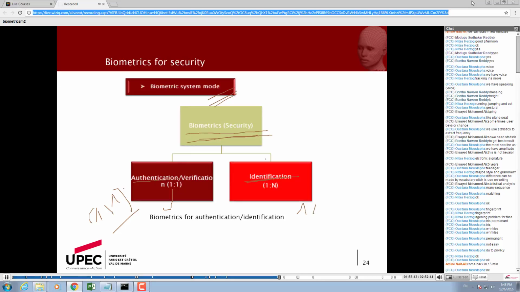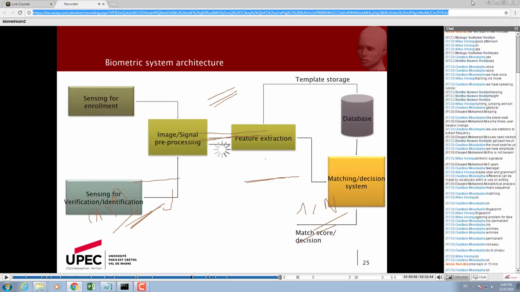And just you can notice something here. For authentication or verification, we use one-to-one. And here for identification, we use 1 to n. So what's the difference between verification and identification? Let's start with authentication or verification. 1 to 1.